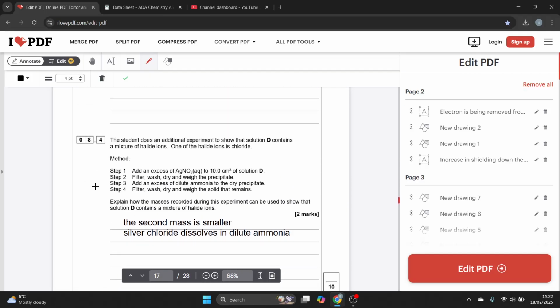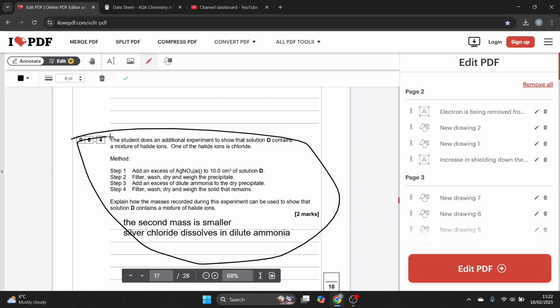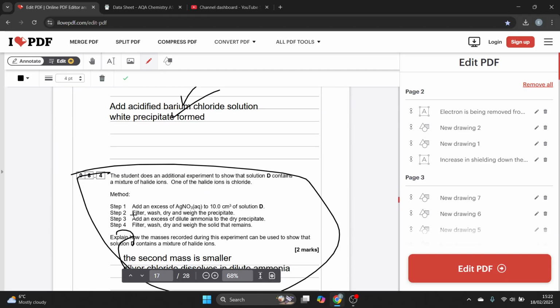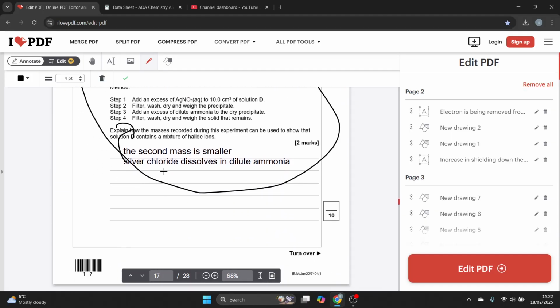And then this one really is the only application that's really difficult, in my opinion. The rest of these, it's how well do you know your tests? And then obviously this one as well. The second mass is smaller because silver chloride dissolves in dilute ammonia, which you need to know as well.